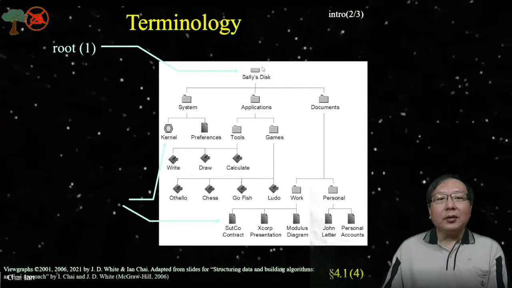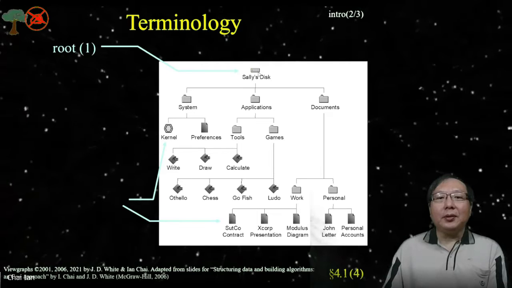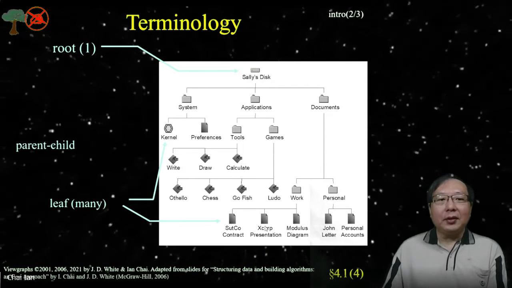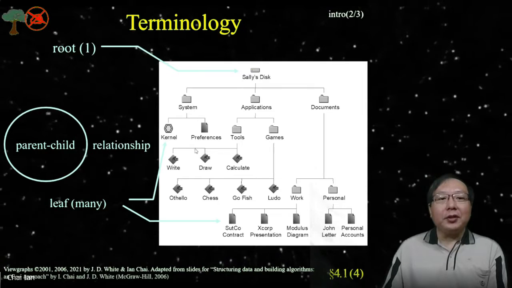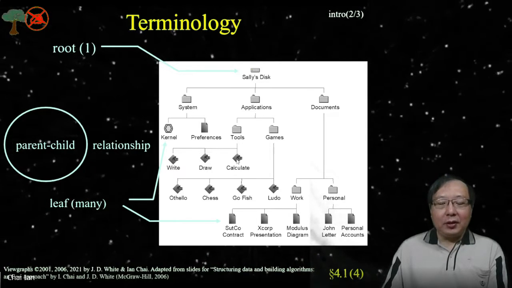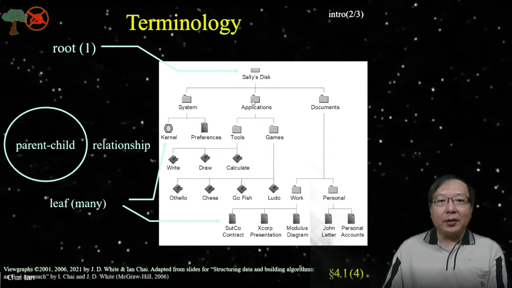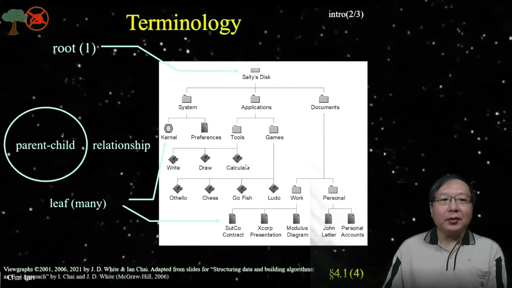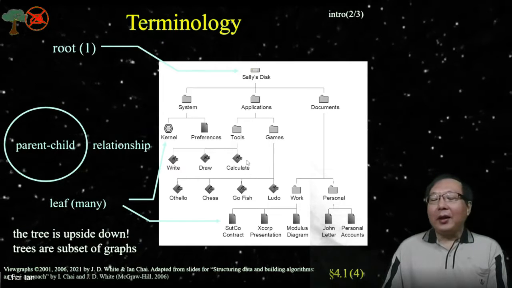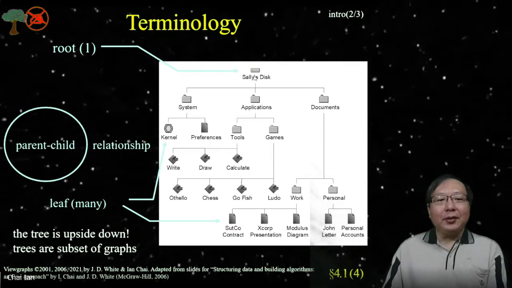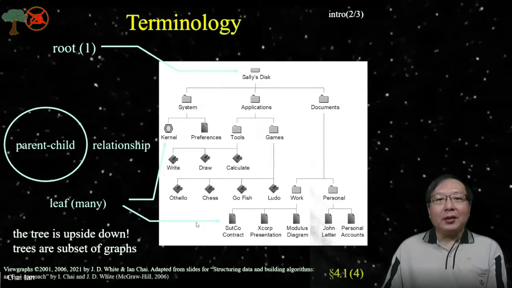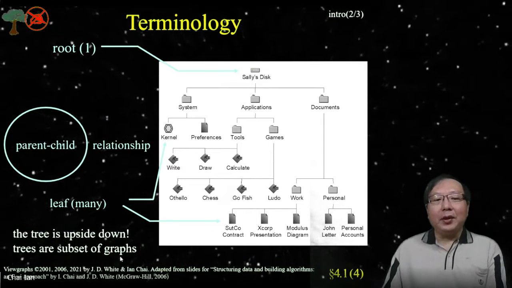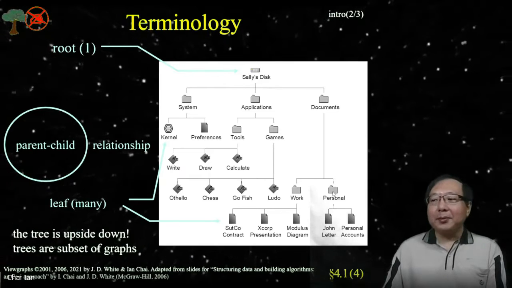So the root of the tree would be your hard disk. Then you have many leaves here, and there's a parent-child relationship between each thing. Like this is a parent. The applications is parent to tools, and tools is parent to calculate. And yes, the tree is upside down. The root is at the top and the leaves are at the bottom. Later on, when we learn about graphs, you'll see also that trees are a subset of graphs.